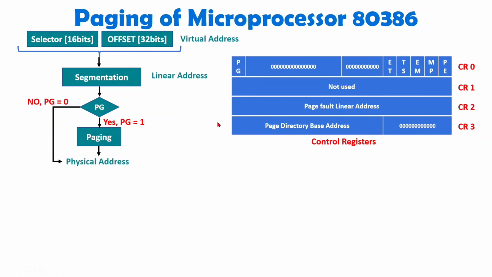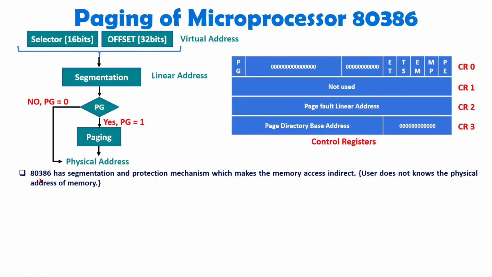Let us consider that we are enabling the paging bit, and let us try to understand how all those things happen. My dear students, 80386 has a segmentation and protection mechanism which makes memory access indirect. What is the meaning of memory access indirect? Here the user does not have an idea about the physical address of memory, right? For example, when you access any file inside your computer, you have an idea about the file name and in which drive it is, but you don't have an idea about the exact physical address of that file. That is happening because of memory segmentation, right?